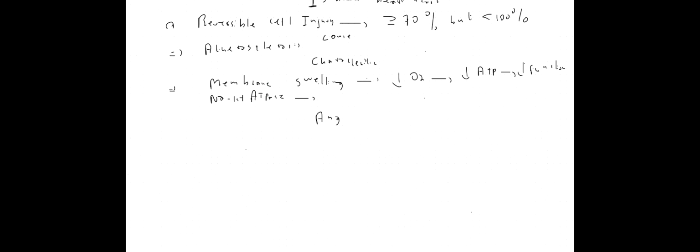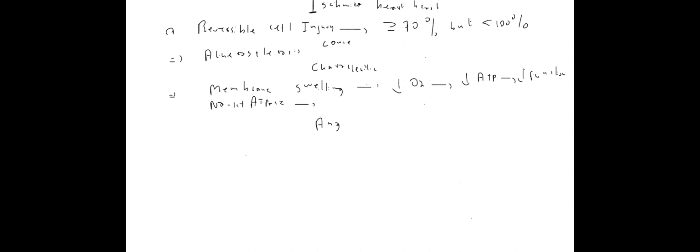Yeah, sure. I can repeat it for you. Okay. So what did I say? Reversible cell injury. What are the characteristics of reversible cell injury? The characteristic feature is called membrane swelling. So what is the reason for membrane swelling?